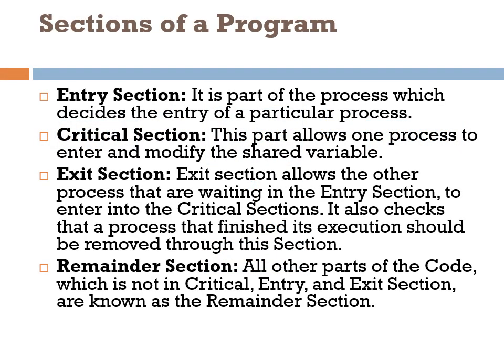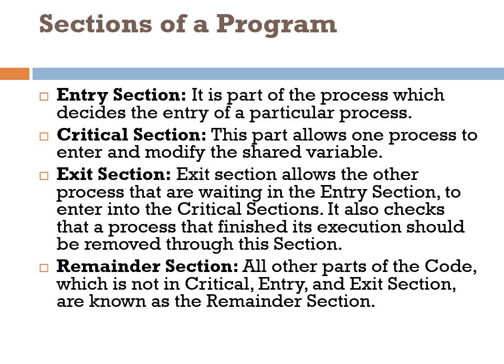What are the sections of a program? Here we can see that there are four sections of a program. First, the entry section. The entry section is the part of the process which decides the entry of a particular process. Second, the critical section. This part allows one process to enter and modify the shared variable. Now, what is the exit section? It allows the processes that are waiting in the entry section to enter into the critical section. It also checks and ensures that a process that has finished its execution is removed from this section.